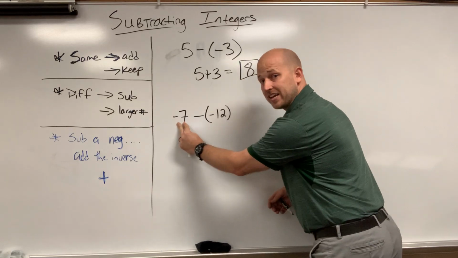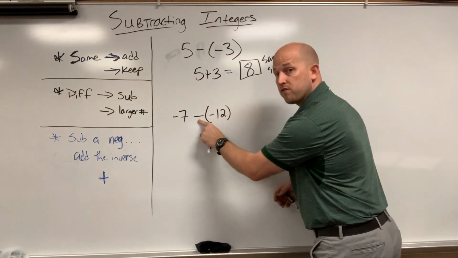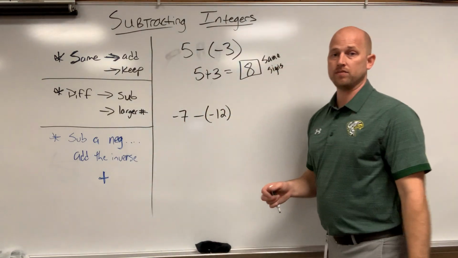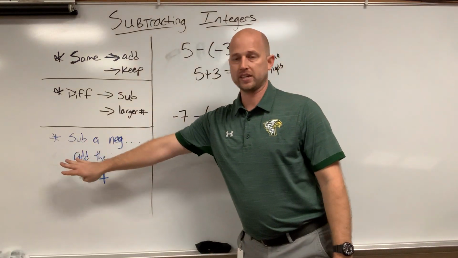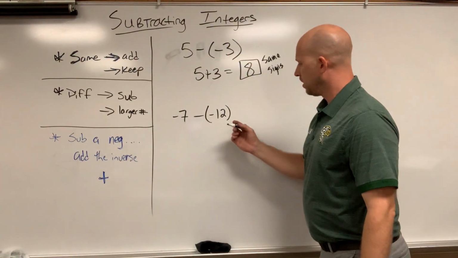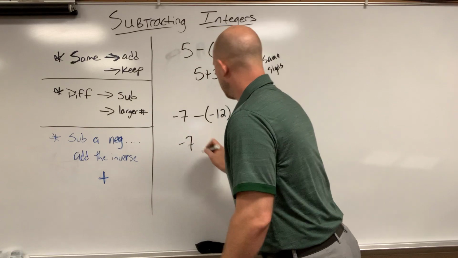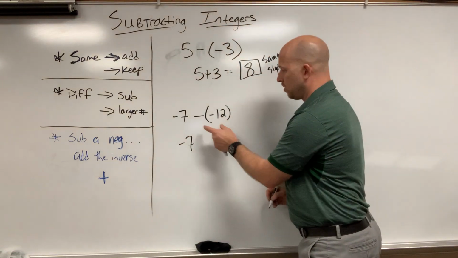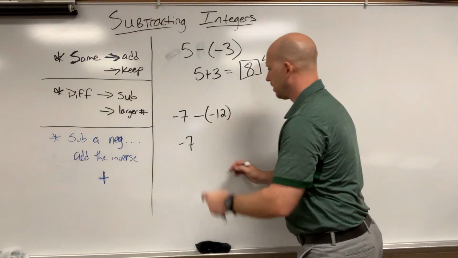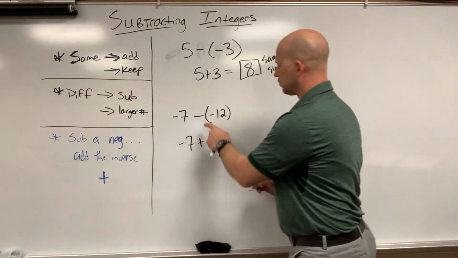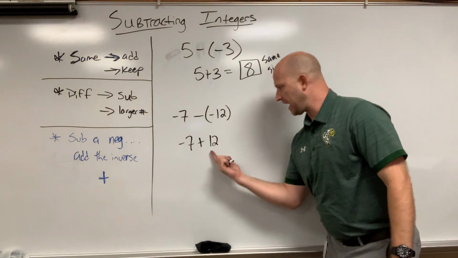First off, this is negative. However, we're subtracting a negative. When you're subtracting a negative, you add the inverse. So -7 doesn't change. What we're changing is just this part right here, adding the inverse. So we're adding a +12, so add 12.